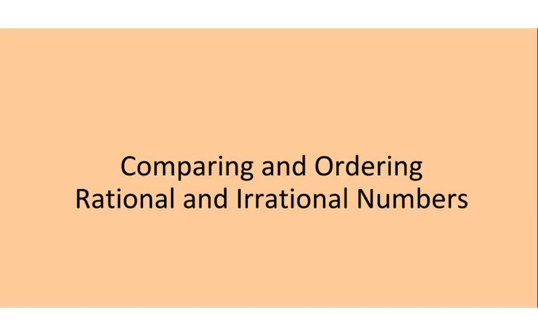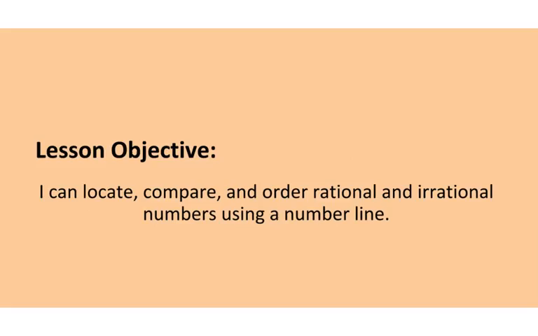Okay, so this video is about comparing and ordering rational and irrational numbers. By the end of this lesson, your lesson objective is that I can locate, compare, and order rational and irrational numbers using a number line. So we learned what rational and irrational numbers were in the last video. We're going to take those and make meaning of them and figure out which one's the smallest, which one's the largest, and we're going to put them on a number line.